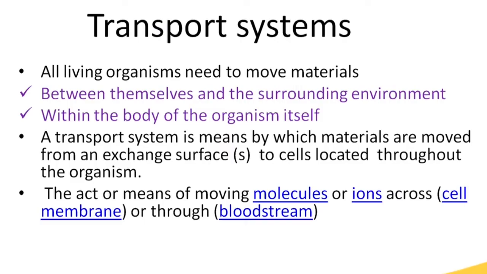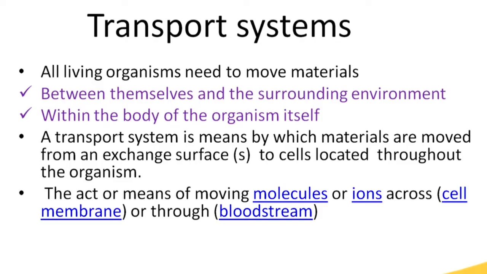All living organisms need to move materials. They move materials between themselves and the surrounding environment, that is one. Then they can also move materials within the body of the organism itself. A transport system is a means by which materials are moved from an exchange surface to a cell located through the organism. So by defining a transport system, there has to be an exchange, whereby there are materials which are moved inside a body or outside a body, or they are moved within the organism itself.